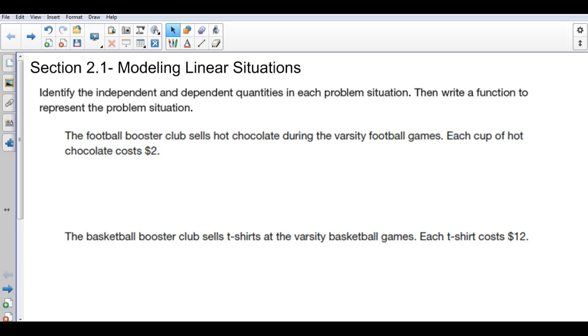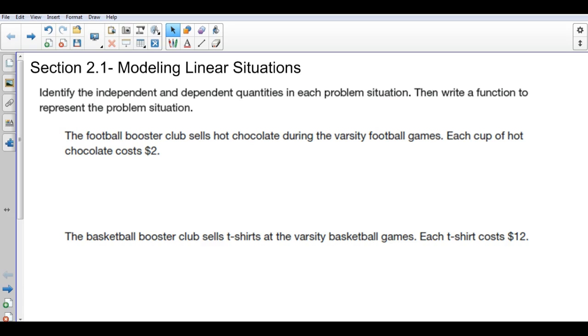Hello, welcome to section 2.1. What we're going to do is model linear situations. What that means is we're going to identify what our quantities are as far as the input value, the output value, independent and dependent quantities. We'll talk about units and rate of change.